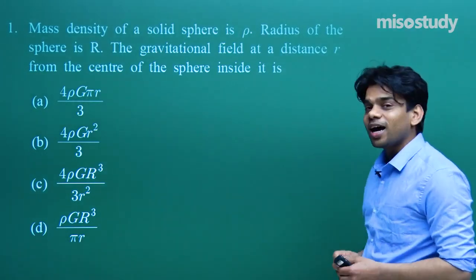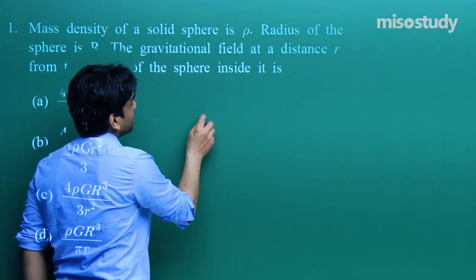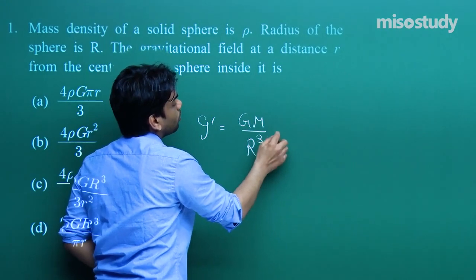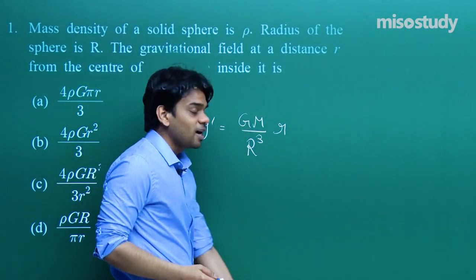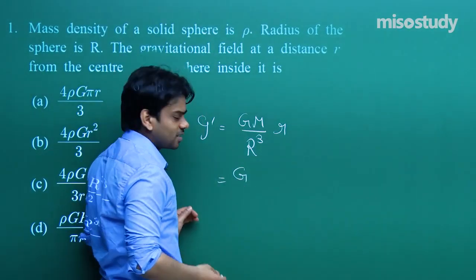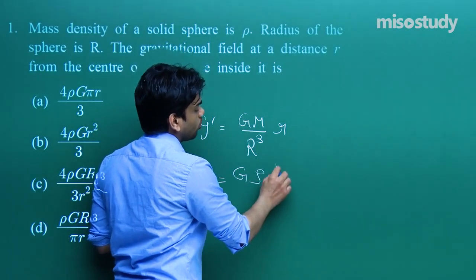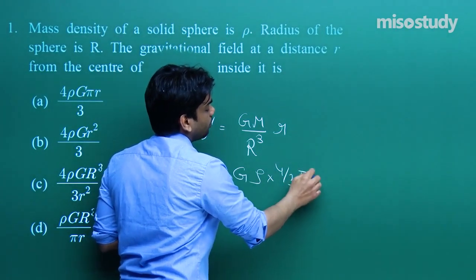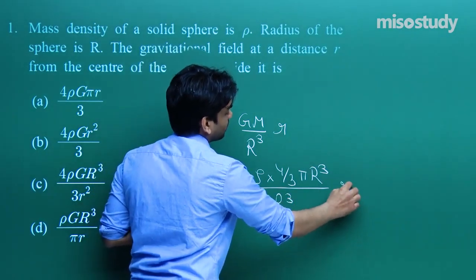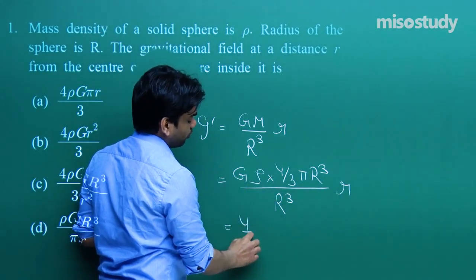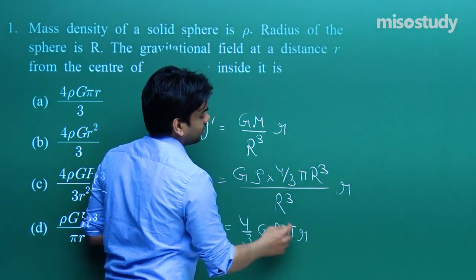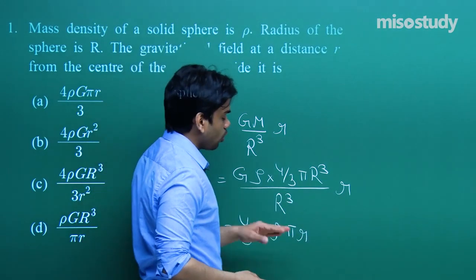Now, if you remember, for the gravitational field at any point inside the sphere, we have GM by R cube multiplied with r. We need to relate it with rho. So what can you write for mass? You can write mass as density into volume. So density is rho into its volume 4 by 3 pi R cube, divided by R cube, multiplied with r. From here, this R cube will be cancelled out, and you will be obtaining 4 by 3 G rho pi r.